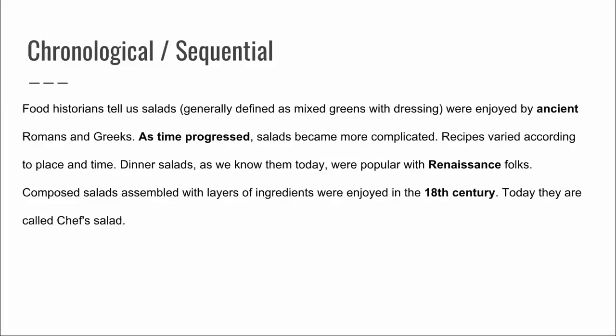So, chronological sequential example. Food historians tell us salads, generally defined as a mix of greens with dressing, were enjoyed by ancient Romans and Greeks. As time progressed, salads became more complicated. Recipes varied according to place and time. Dinner salads, as we know them today, were popular with Renaissance folks. Composed salads assembled with layers of ingredients were enjoyed by the 18th century. Today, they are called chef's salads.